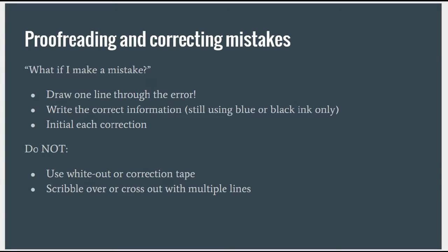What if I find a mistake? For each error that you locate when proofreading your SVNs, draw one line through the incorrect information. Write the correct information, still using only blue or black ink, and then initial each correction. Do not use whiteout or correction tape. Do not scribble over or cross out with multiple lines if you find a mistake.